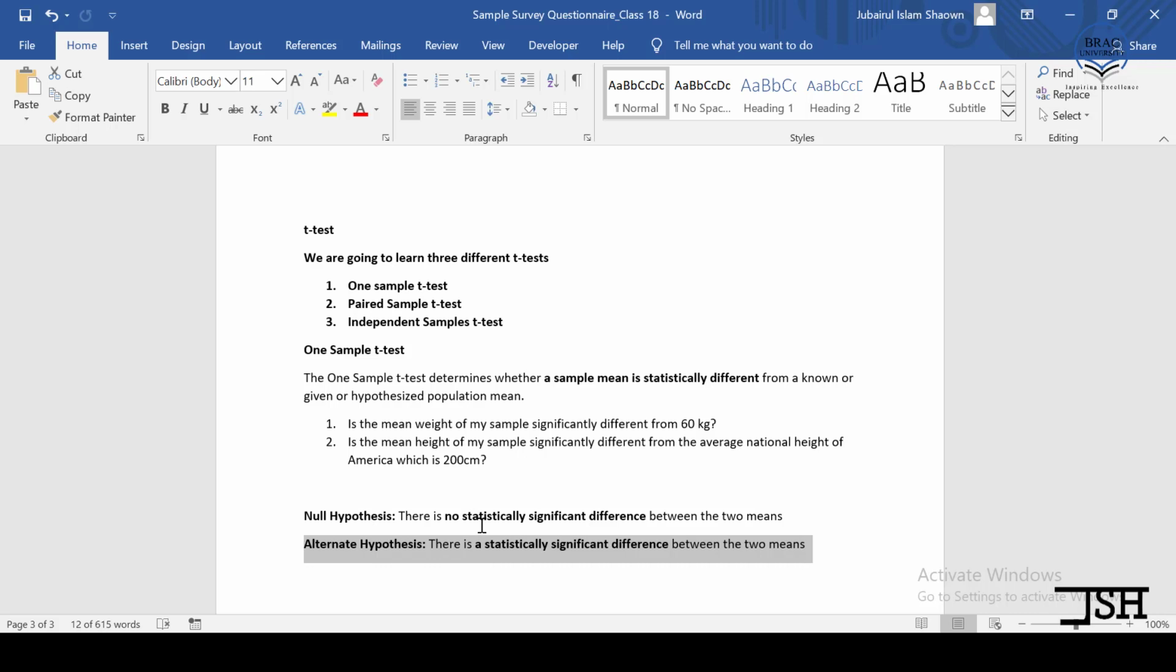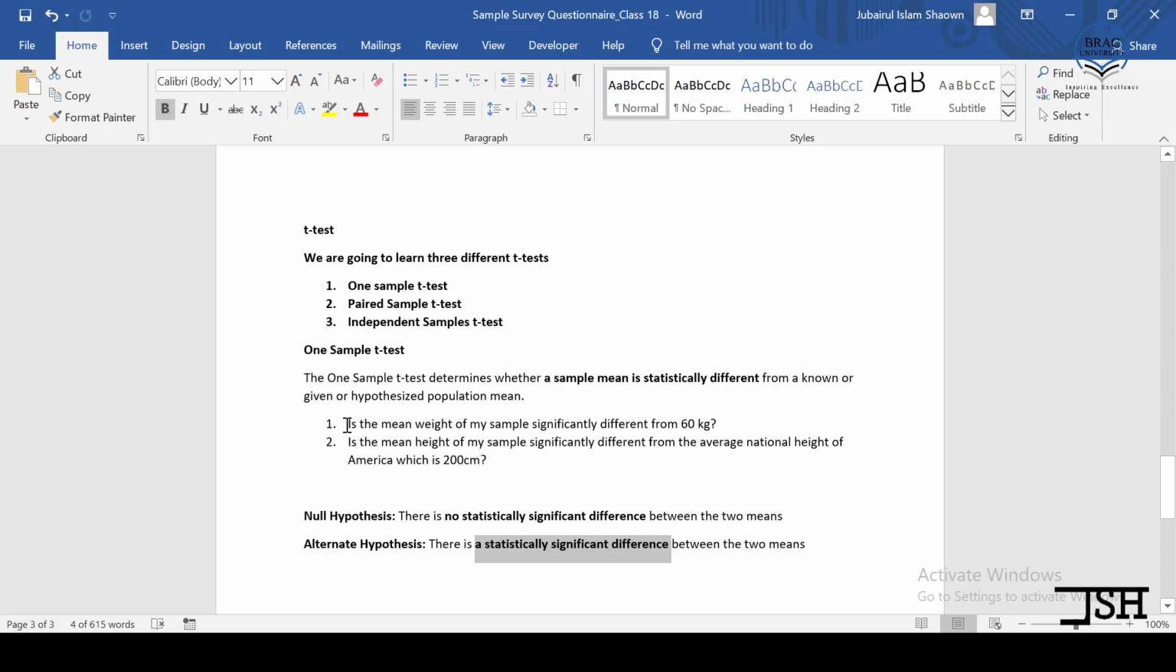Now again, I'm sure Fazlul sir has mentioned it earlier, but just to tell it again, in null hypothesis we always assume that there is no difference, and in the alternate hypothesis we assume that there is a statistically significant difference. Now, these are the two hypotheses in general.